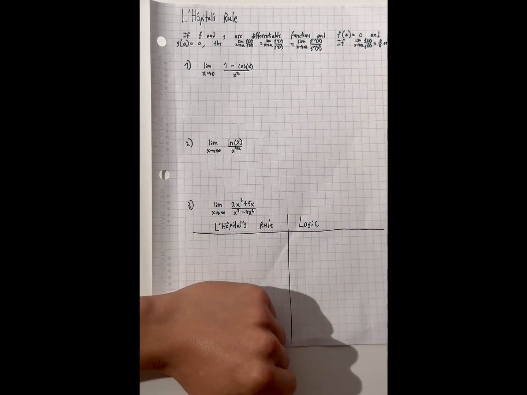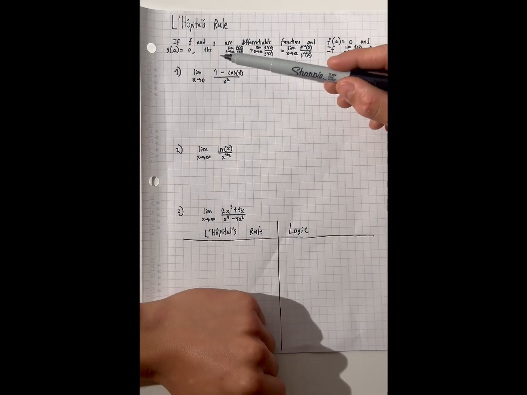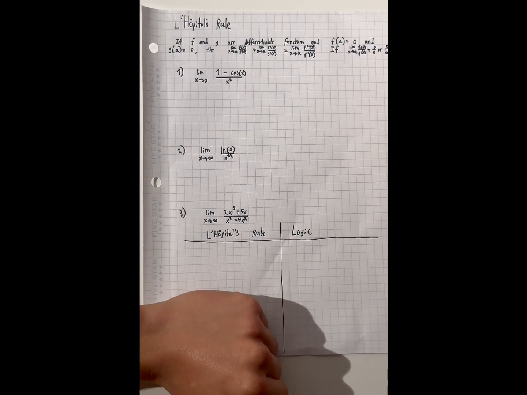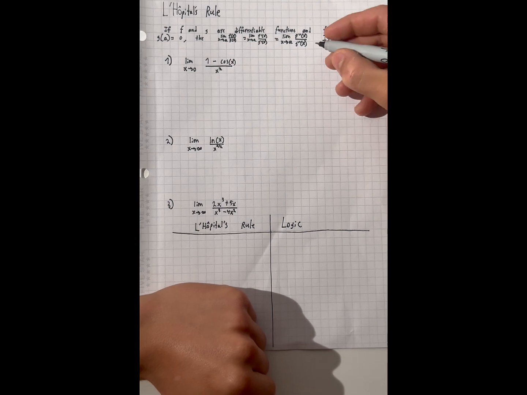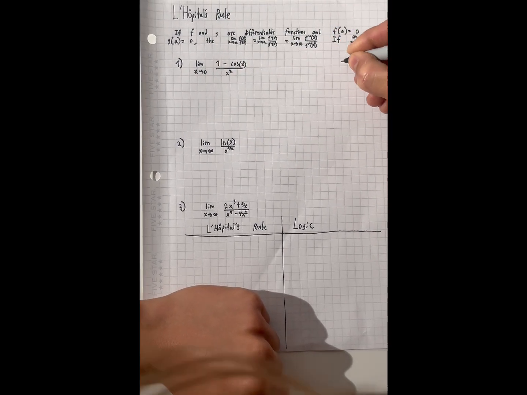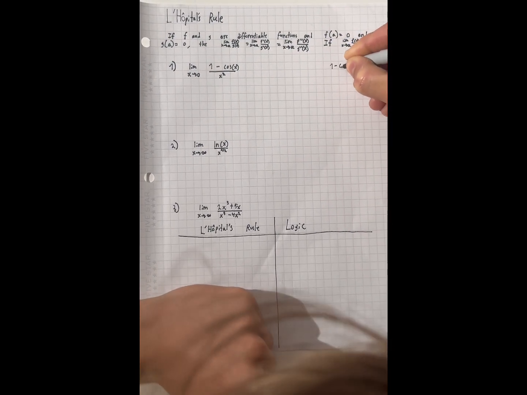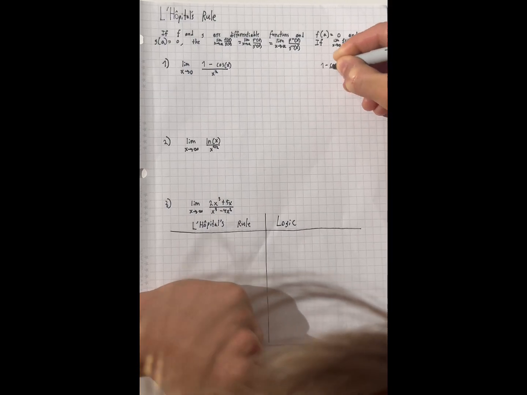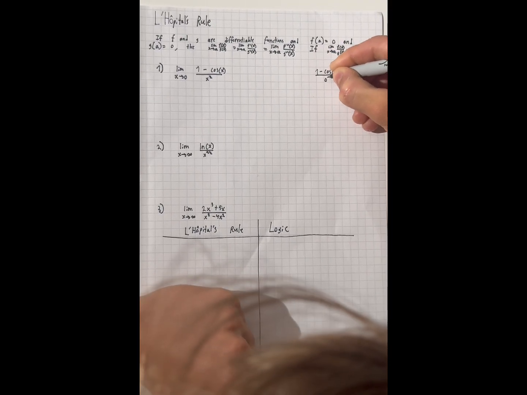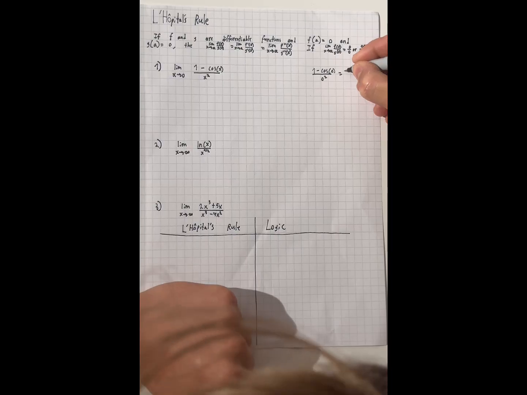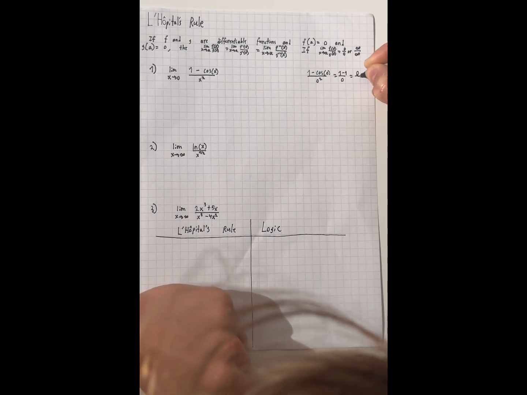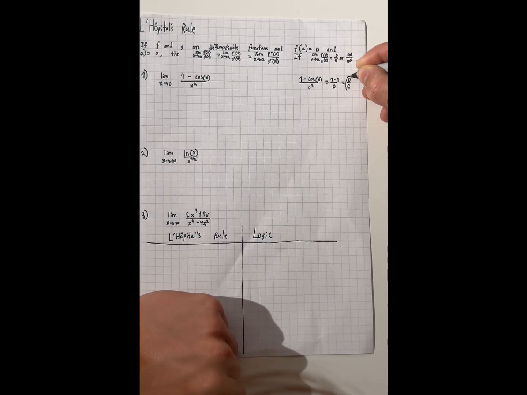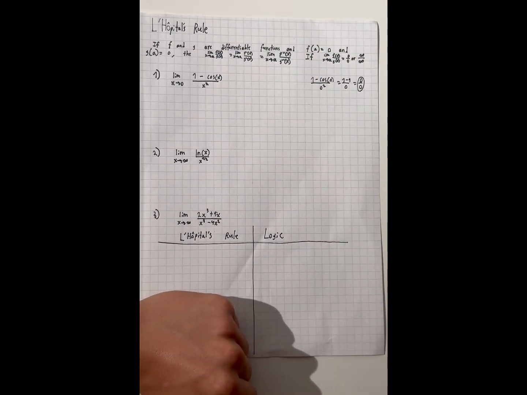So let's start off with example number 1. We have the limit as x approaches 0 of 1 minus cosine of x over x squared. Let's see what happens if we plug in 0. We're going to get 1 minus cosine of 0 over 0 squared. If we simplify, we get 1 minus 1 over 0, or 0 over 0. Since we get our indeterminate form, we can use L'Hopital's rule.